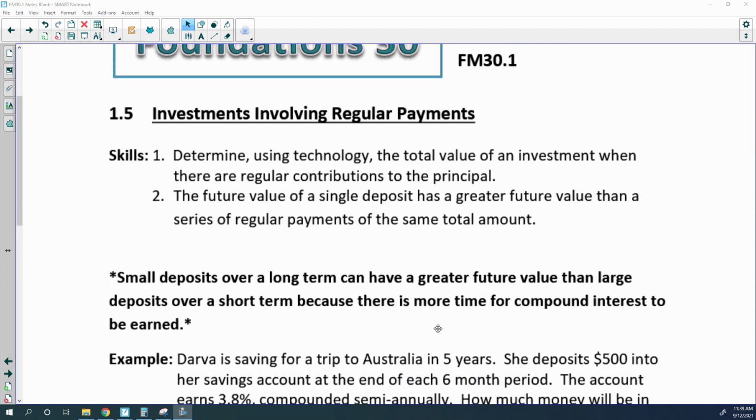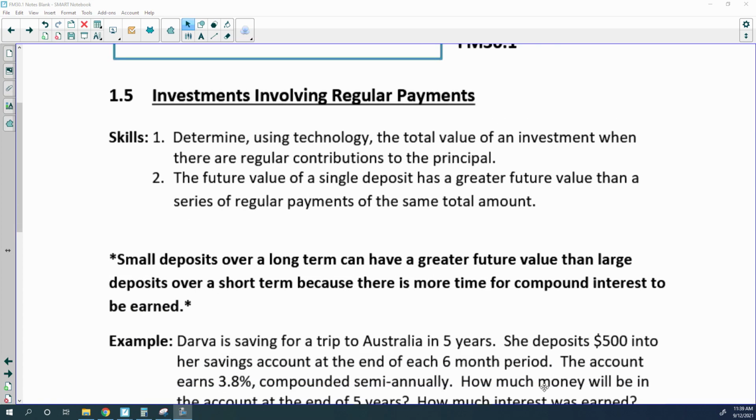And just a note, small deposits over a long term can have a greater future value than large deposits over a short term because there is more time for compound interest to be earned.